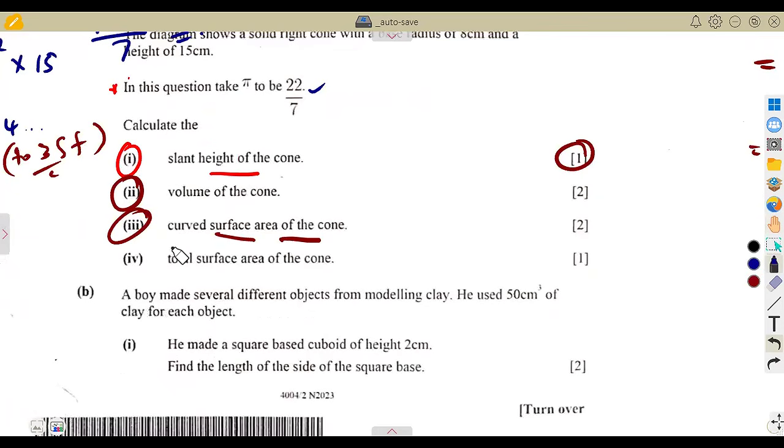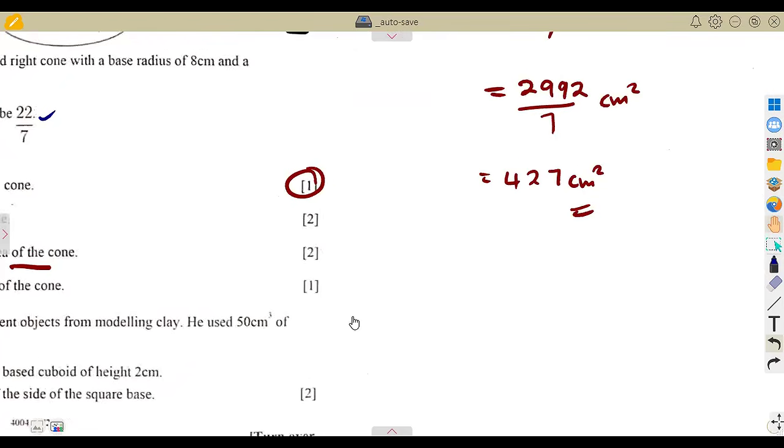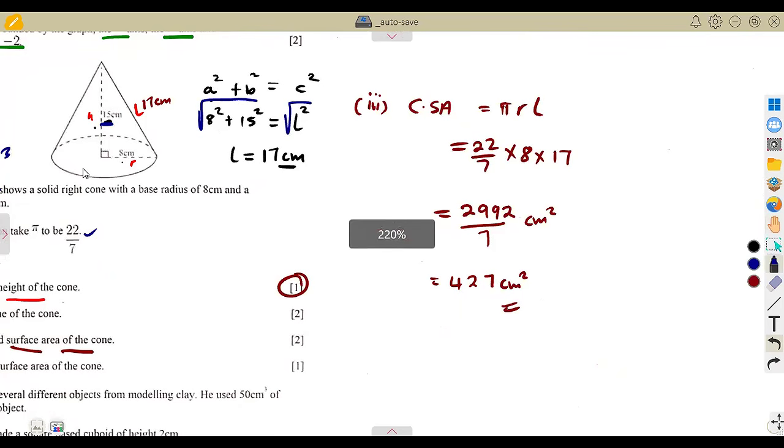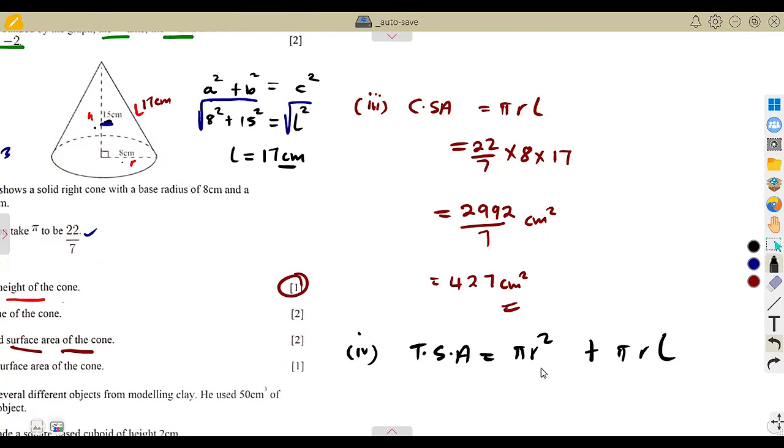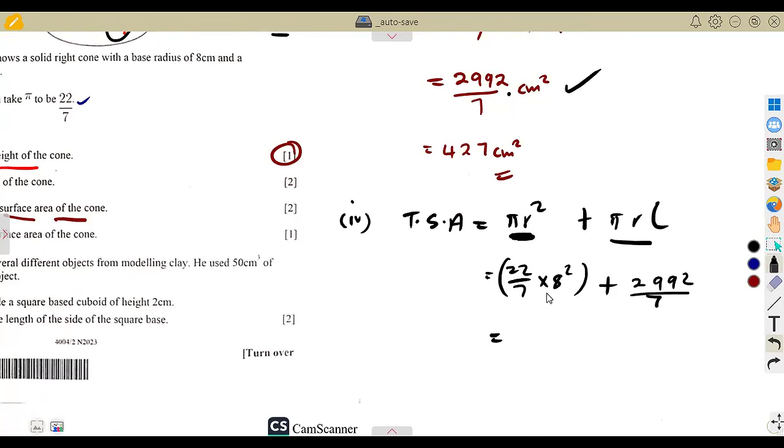All right, then after that, you are given the total surface area. So the total surface area is the sum of the curved surface area and the base area, which is the area of a circle. If you want the formula, it is pi r squared, which is the base area, plus the curved surface area, which is pi RL. What we do not have is the area of a circle. The pi RL is the curved surface area, which is the one that you calculated here. So you're just going to have pi r squared, 22/7 times radius squared, which is 8 squared, plus the pi RL already calculated, which was 2992/7. Work with fractions to obtain exact values.